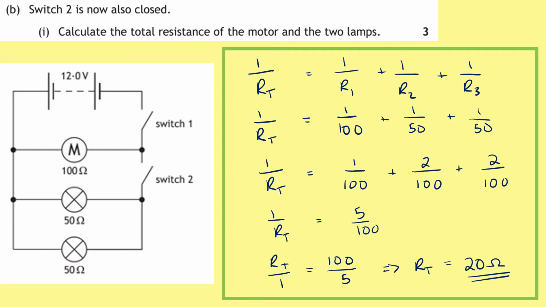Remember, if we want to cross multiply, I'll just put that across at the side here, we would times 100 up on this side and our total resistance up on that side, so we'd get 100 times by 1 equals RT times by 5. Then we take 5 over to the other side, so we've got RT equals 100 over 5, which again is the same as before, that equals 20.